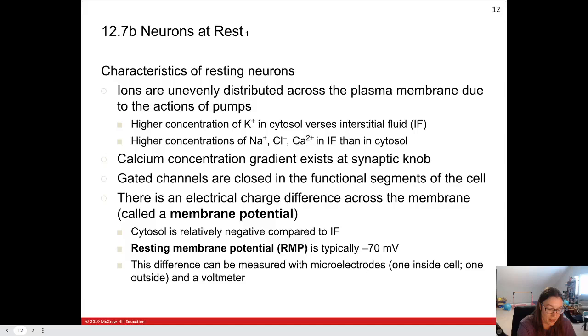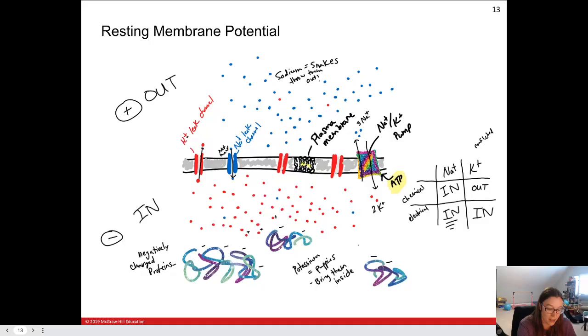So the cytosol, or inside of the cell, is relatively negative compared to the interstitial fluid. And the resting membrane potential of a neuron is typically around negative 70 millivolts, whereas if you think back to skeletal muscles, it was around negative 90, but either way, it's pretty close. This difference can be measured with microelectrodes and a voltmeter. All right, so if you recall, we talked about resting membrane potential in a previous video. You can go back and watch that again. I'm not going to go through the whole thing, but we have sodium leak channels and potassium leak channels, and we have sodium potassium pumps.